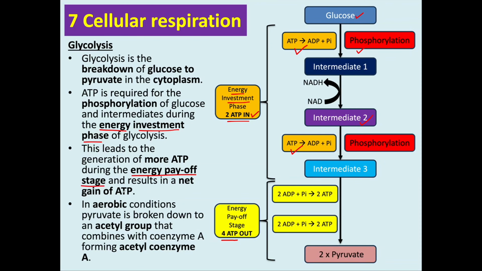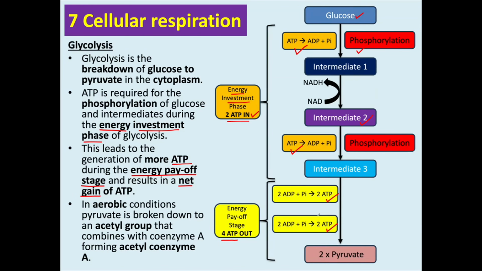The energy payoff stage results in what we call a net gain of ATP. Those of you who study business and so on will know all about net profits, etc. It's the equivalent, but for biology. So we end up with more ATP because 4 ATP are being produced here and 2 ATP went in, and that gives us our net gain of 2 ATP, which we will remember from National 5 was the yield of ATP in this process. And we can see those 2 processes here, which produce those 2 and 2, in total 4 ATP.